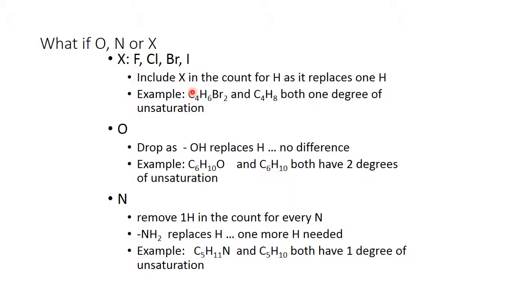So if I look at this compound, 4 carbons times 2 plus 2 would be 10. 6 plus 2 is 8. So 10 minus 8 is 2 hydrogens. So this has 1 degree of unsaturation, just the same as this compound.